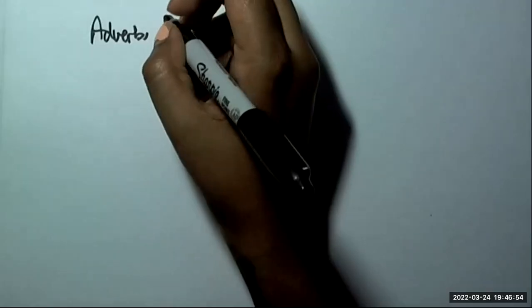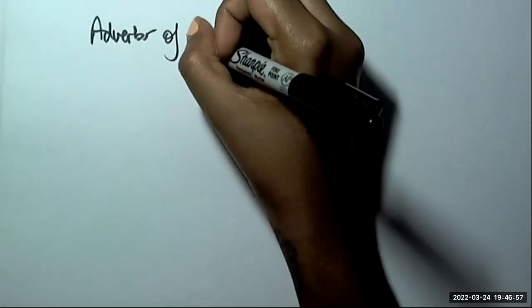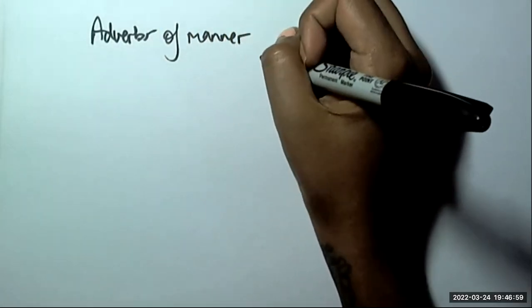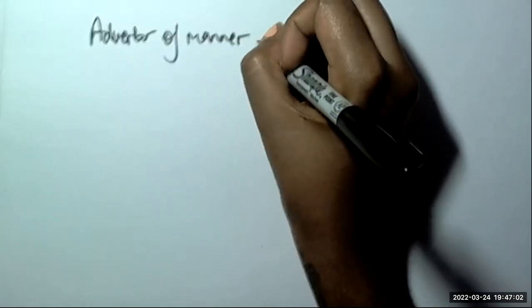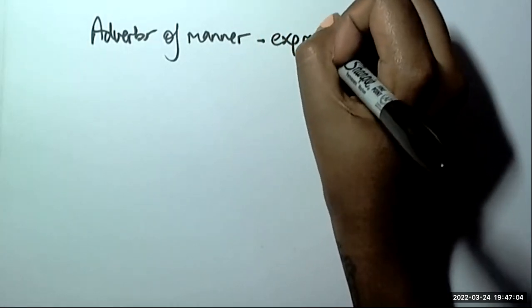Oh no, my camera has fogged up. Okay. So we have the adverbs of manner that express how something happens. Why is my camera doing this? Okay, I'll use the whiteboard instead because I'm not sure why that's happening. Sorry about that. Okay, can you see the whiteboard?